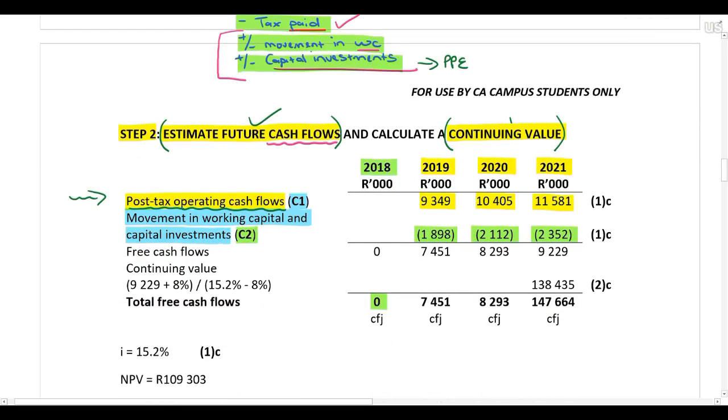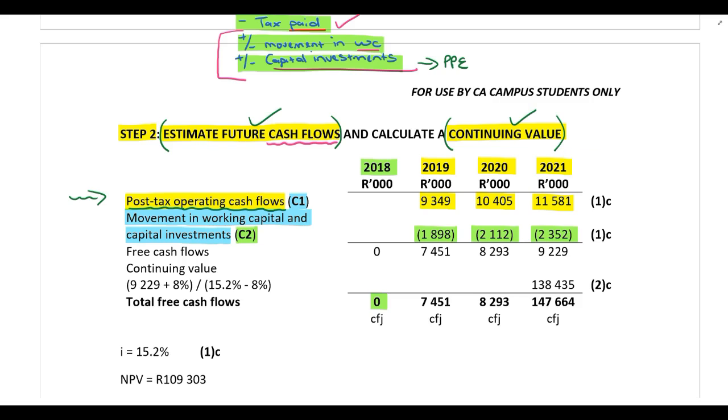Now we need to calculate a continuing value. The reason why we need to calculate a continuing value is that without this calculation, we are assuming that Springfield will only exist for the next 3 years, because we are only looking at cash flows for the next 3 years. Obviously, if the company is a going concern, it shouldn't only exist for the next 3 years. The company should exist in perpetuity. So that's why we calculate a continuing value. We are performing a perpetuity calculation because the company is a going concern and will still exist after 2021.